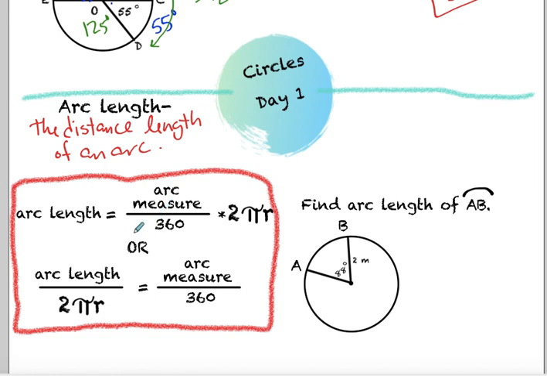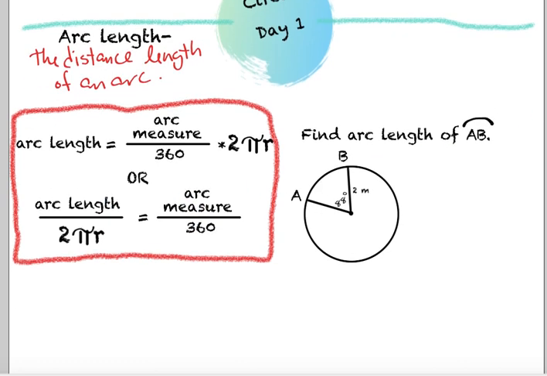You can either do the arc length as doing a fraction of the circumference, or you can use a proportion, which is what I like to use. The proportion is the arc length over the circumference equals the arc measure over 360. It's over 360 because that's the degrees in a whole circle, and it's over 2 pi r because that is the entire length all the way around the circle. So if you think of this as like part over whole equals part over whole, that's what I do when I'm working these problems.